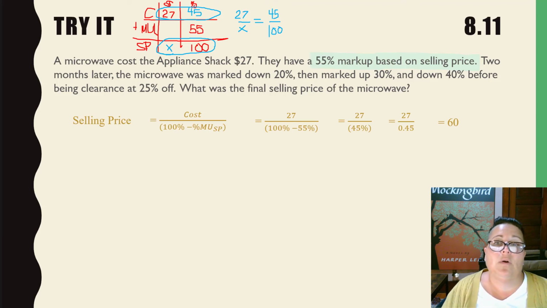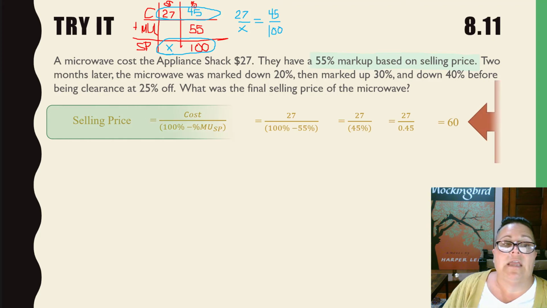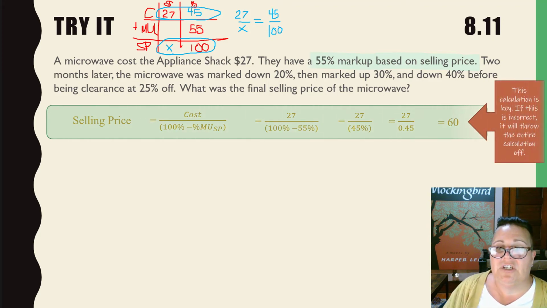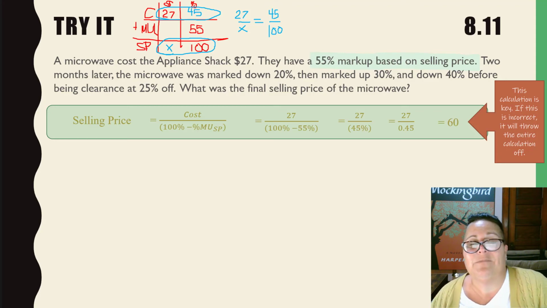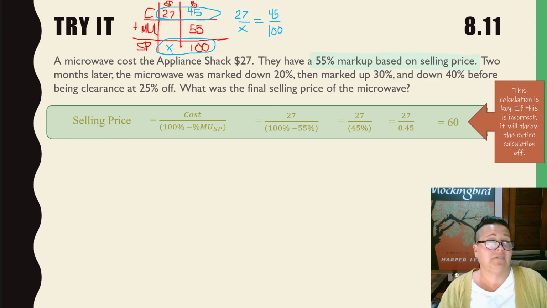Right? It's important that this part be correct. Because we're going to be doing a bunch of things in a row, if this calculation is wrong, every piece you do after this will also be incorrect. It can throw off your entire problem the rest of the way. So be very careful about this first calculation. All right? Pay attention to markup based on selling price and markup based on cost. Word of warning, pro tip.